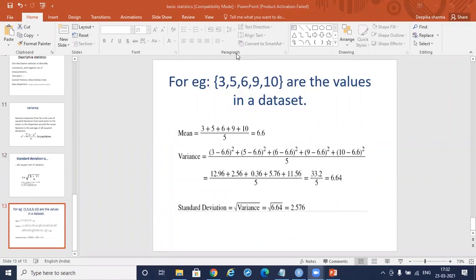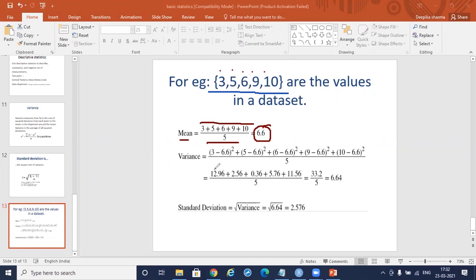Let's see how we can calculate the mean, variance, and the standard deviation. Suppose this is the data: 3, 5, 6, 9, 10. To find the mean, we add 3 plus 5 plus 6 plus 9 plus 10 and divide by the total number of values. There are 5 values: 1, 2, 3, 4, 5. The mean comes to 6.6. So the mean is 6.6. Now we have to calculate the variance.